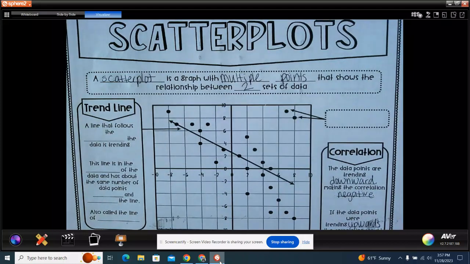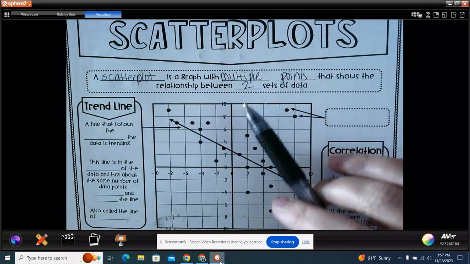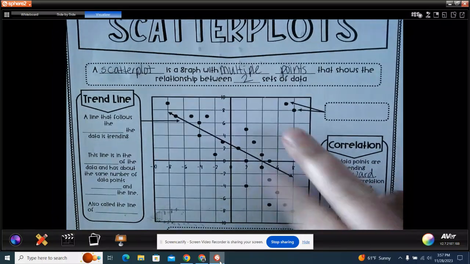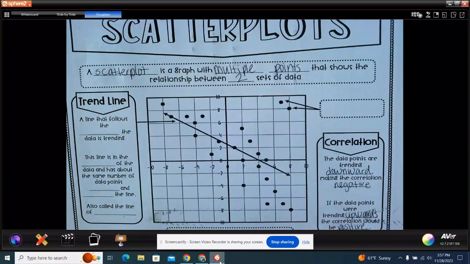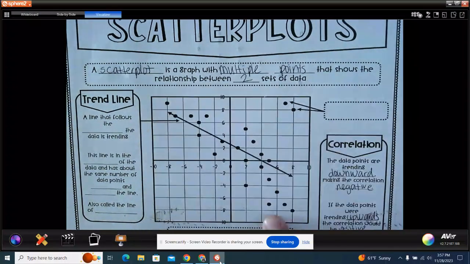Today we're going to look at scatterplots. A scatterplot is a graph with multiple points that show the relationship between two sets of data. What you're going to see is a graph with dots all over the place. So this is a scatterplot.